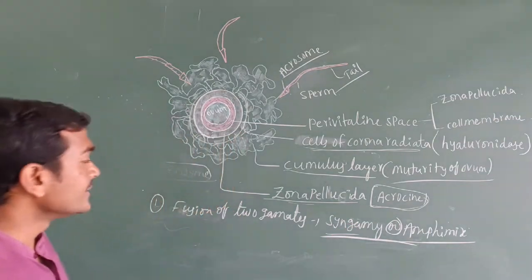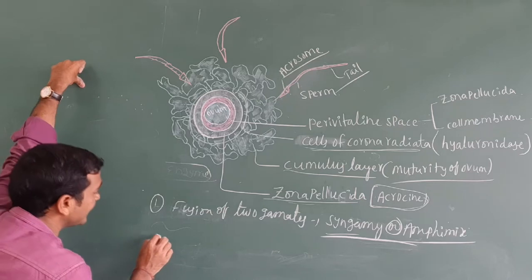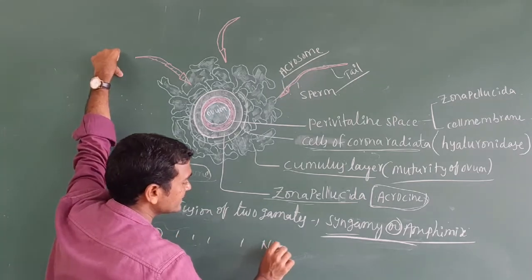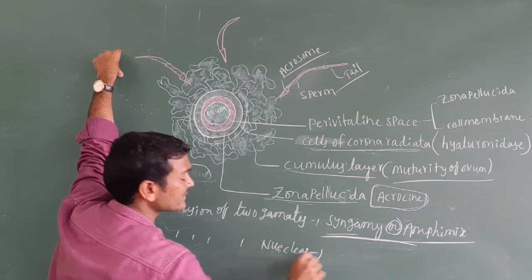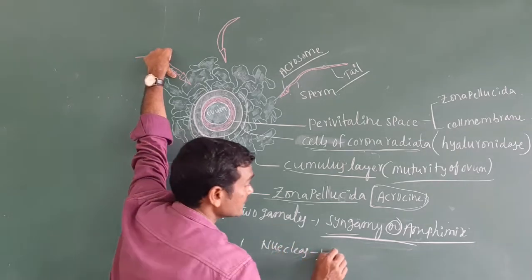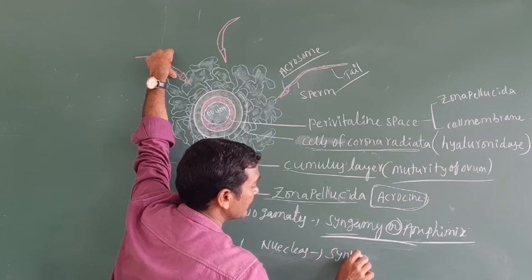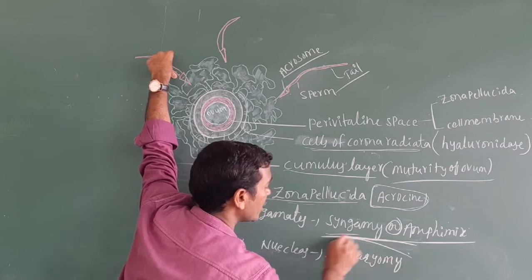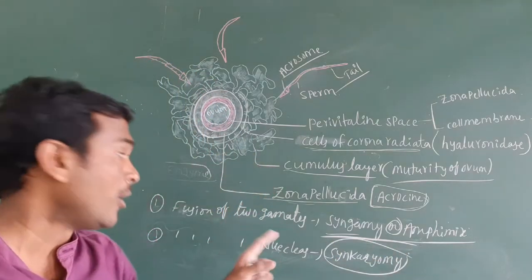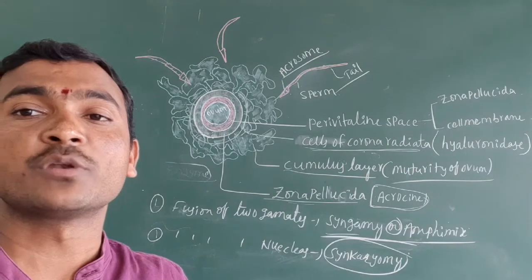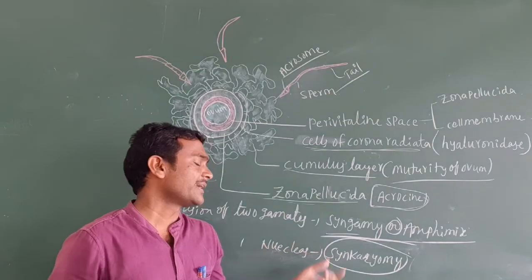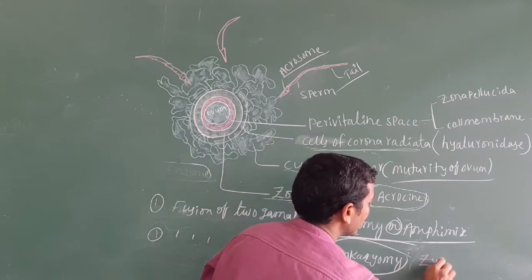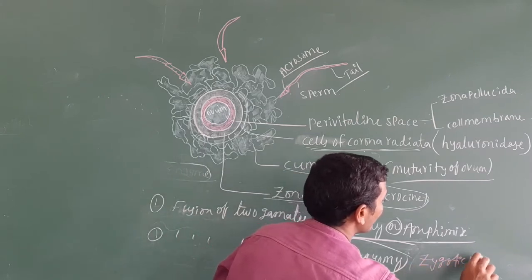This is called syncaryamy, the fusion of the nuclei. Fusion of nuclei is called syncaryamy. Syncaryamy, or the combination of the nuclei, gives the zygotic nucleus. What is it called? Zygotic nucleus.